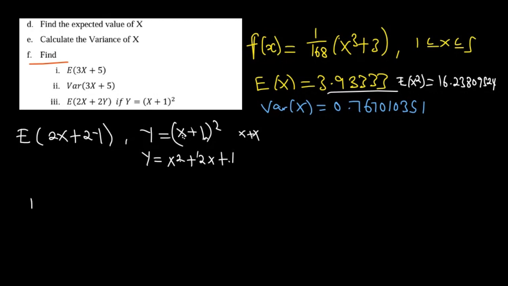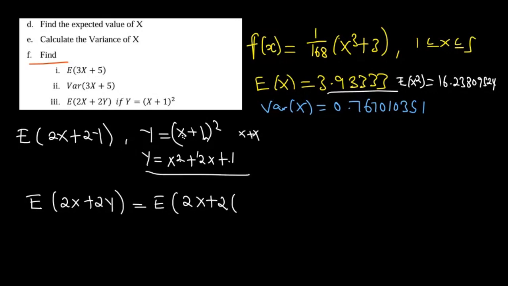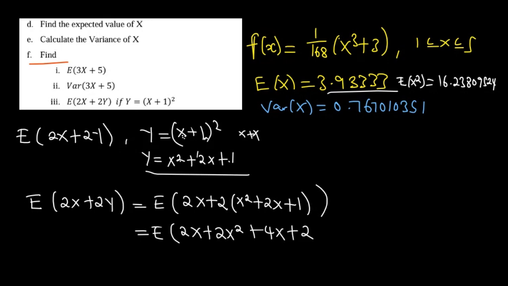So here, this expected value of 2x plus 2y is the same as the expected value of 2x plus 2, and then this is our y, so x squared plus 2x plus 1. Okay, so it will be the expected value of 2x plus 2x squared plus 4x plus 2. Like terms together, it will be the expected value of 2x squared. This 2x and the 4x form 6x, and then plus 2.